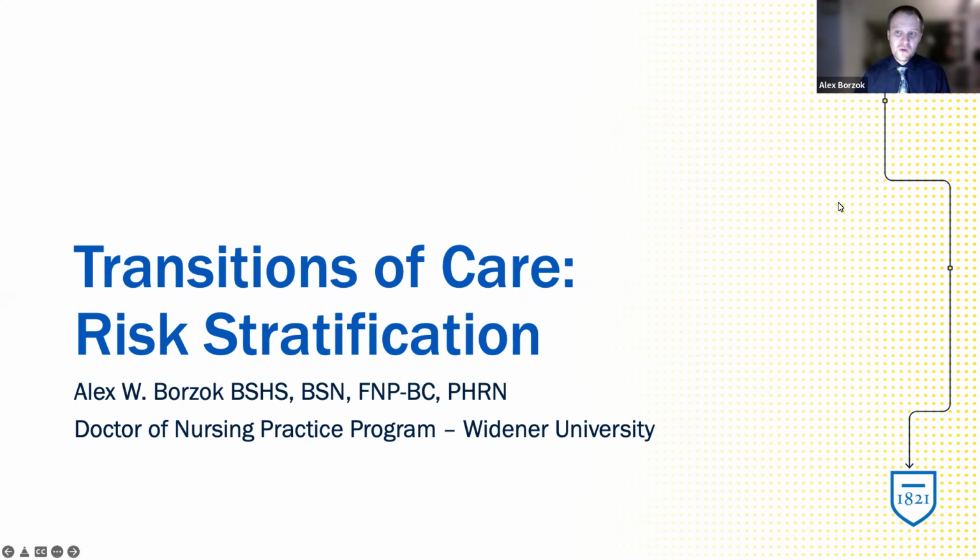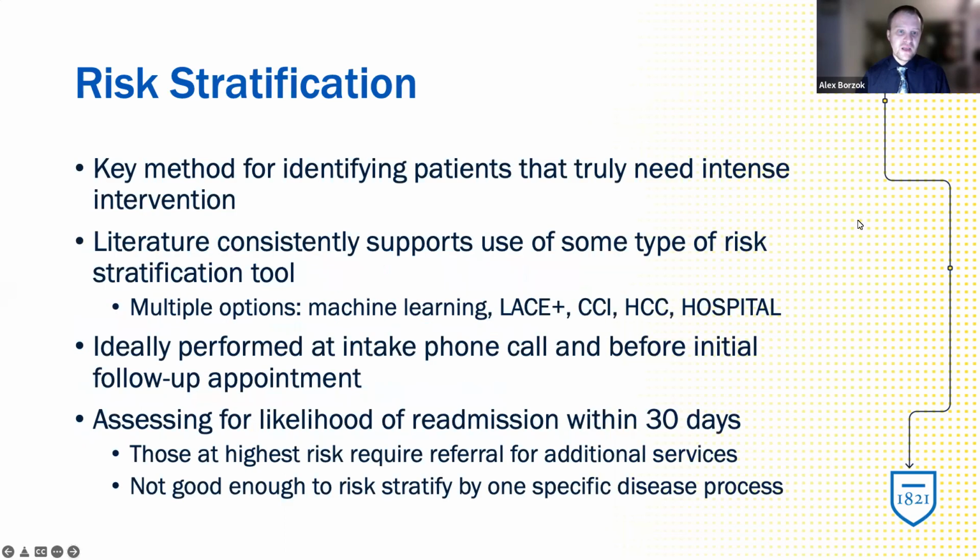So first of all, when we talk about risk stratification, what are we dealing with here? This is going to be your key method for identifying patients that truly need intense individual intervention. And again, literature consistently supports the use of some type of risk stratification tool, and you have multiple options to this. You can do machine learning, you can use the LACE Plus score, CCI, Charlson Comorbidity Index, you can use hierarchical condition categorization, you can use the HOSPITAL score.